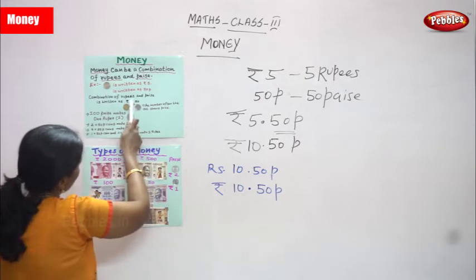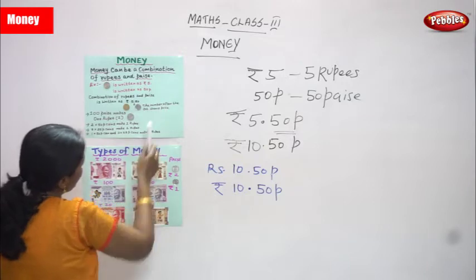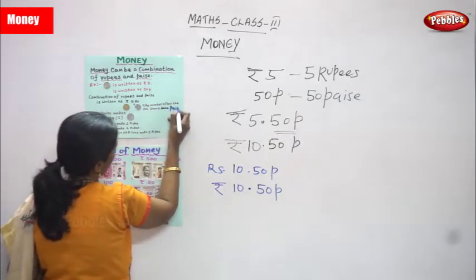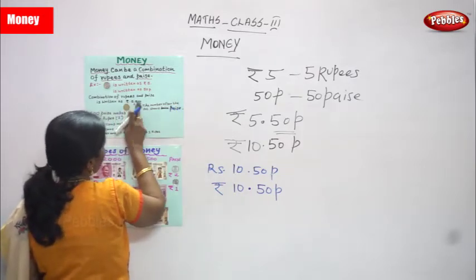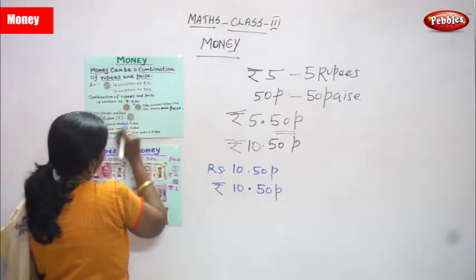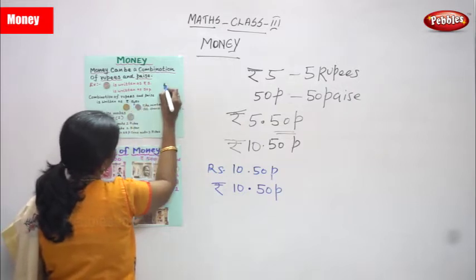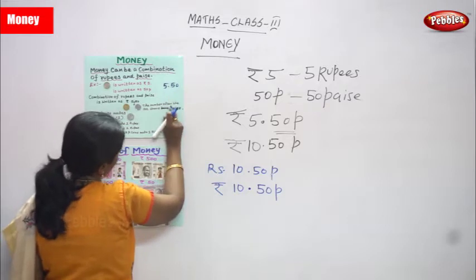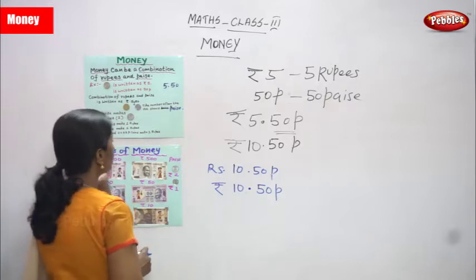The number, what is this number? That is the number after the dot. After the dot, this is nothing but paise. This is rupees, and the number after the dot. Okay, this is the dot, 5 rupees, like this, 5 rupees, and the number after the dot shows paise. We can call it paise.